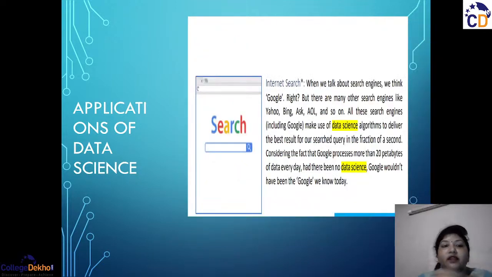Next application of data science is internet search. Now, what is internet search? Let us see some examples. When we talk about search engines, we think Google, right? Yes, most of the people are using Google. Even I am using only one search engine, that is Google. But there are many other search engines like Yahoo, Bing, Ask, AOL, and so on. All these search engines, including Google, make use of data science algorithms to deliver the best results.